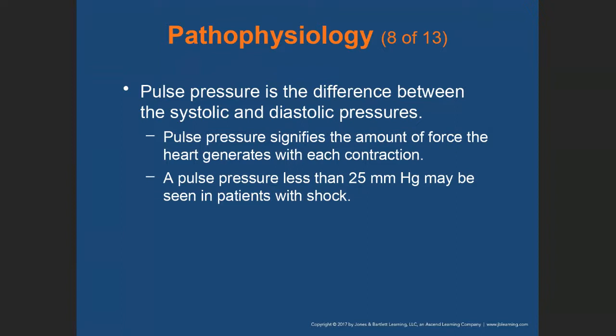Now, a pulse pressure that is above 60 means that the heart is working too hard to push out blood. So the contractions are too excessive, and that can cause blood vessels to rupture. So a pulse pressure that is too high can put the patient at risk for stroke. Specifically, it can be a hemorrhagic stroke.